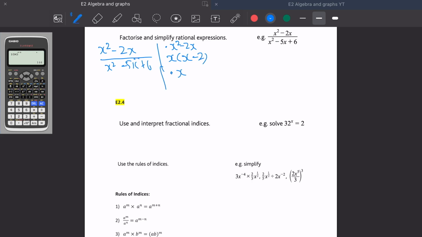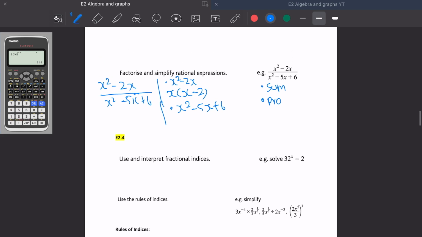Now for the quadratic, x squared minus 5x plus 6. To factorize the quadratic, we have to look at two components, the sum and the product. Now we know that the general form of a quadratic is ax squared plus bx plus c. The sum is b, the coefficient of x. The coefficient of x in this case is minus 5, so the sum is minus 5. The product is a into c. That's the coefficient of x squared multiplied by the constant. Coefficient of x squared is 1, the constant is 6. So 1 into 6 is 6.